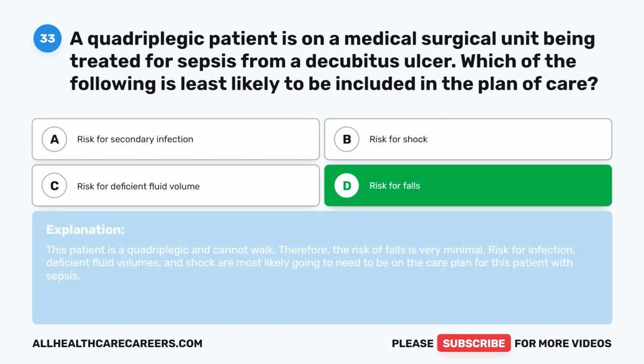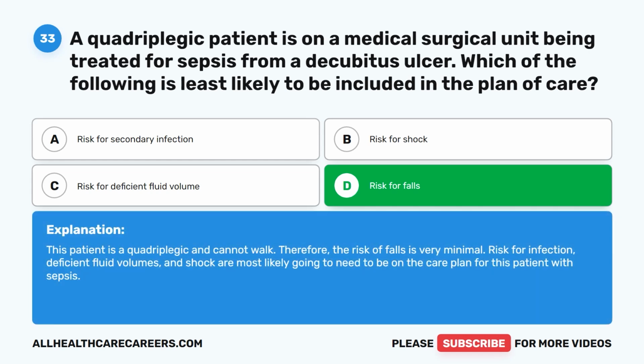Risk for falls. This patient is a quadriplegic and cannot walk. Therefore, the risk of falls is very minimal. Risk for infection, deficient fluid volumes, and shock are most likely going to need to be on the care plan for this patient with sepsis.